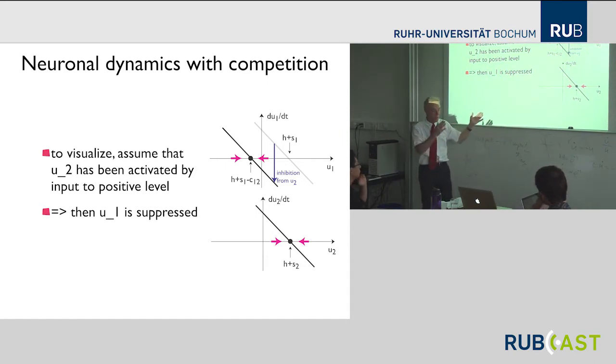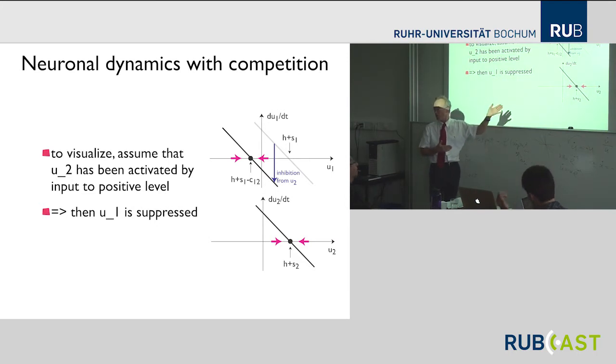You could also start with the other assumption that neuron number 1 is activated and then figure out if that was consistent. And if everything is symmetrical, that would be also consistent, and that's how you could figure out the system would be bistable. It has 2 possible solutions.